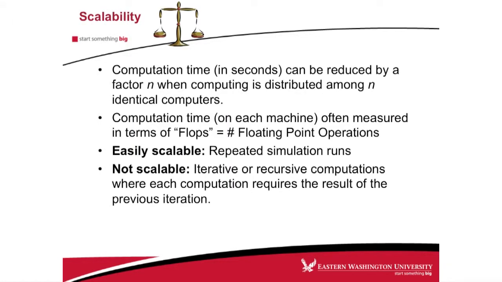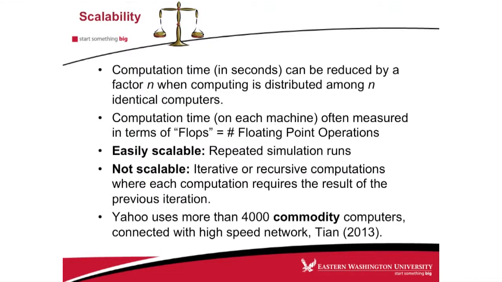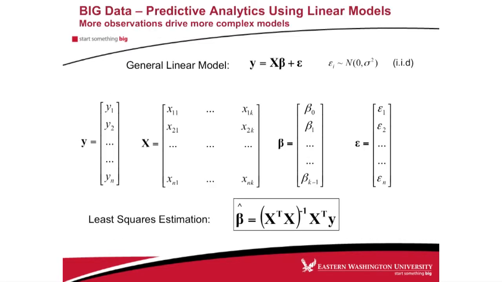There are other problems that are not as easily scalable, and I'll show you an example in just a minute here. So iterative or recursive computations are not necessarily scalable. So if you have to do 1 million iterations of a model to get the desired result, you can't necessarily spread that over computers. Yahoo uses about 4,000 commodity computers in their network.